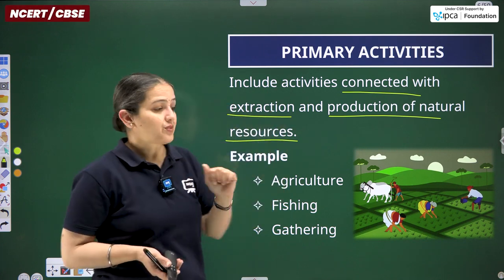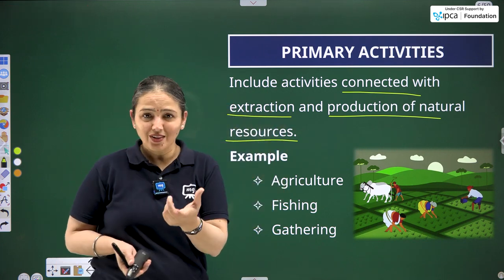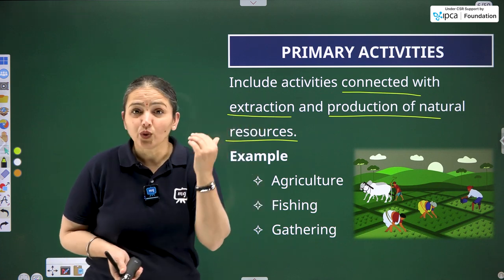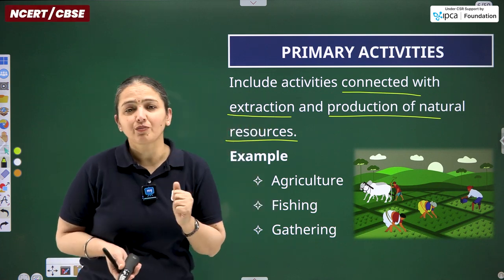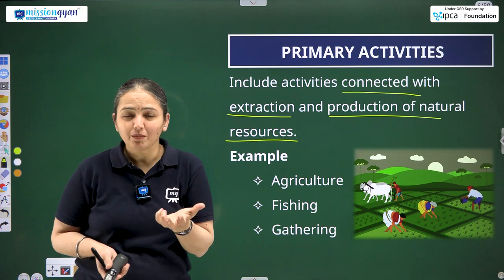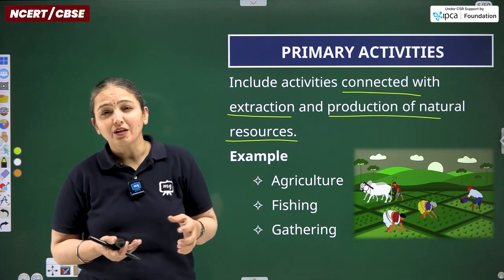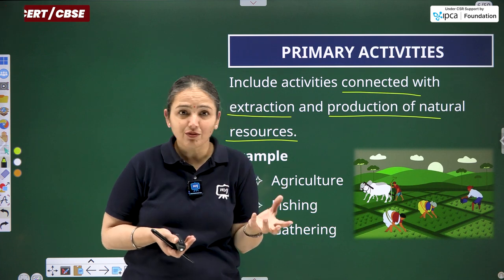Dairy farming also comes in that. Why have I just given this term dairy farming? Because we are talking about the term extraction. So we are extracting dairy products from the milk-rearing animals, such as cows, buffaloes, goats, and sheep. We do extract various kinds of things from them.